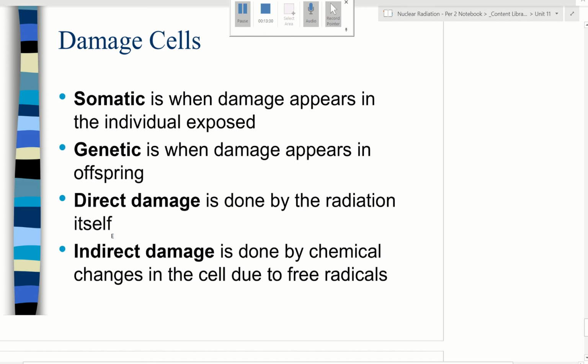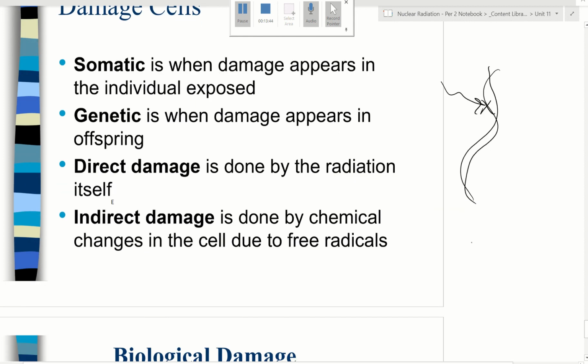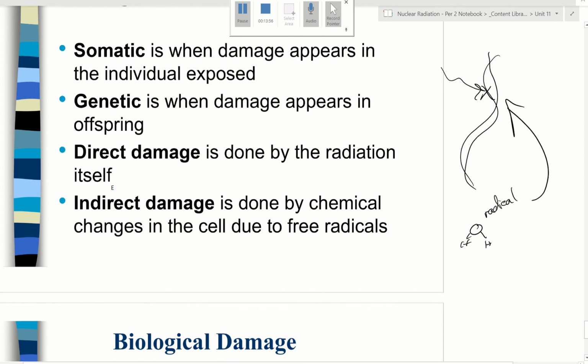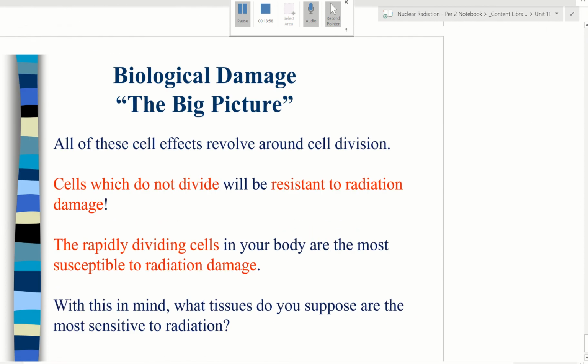Direct damage is the damage done by the radiation directly. So we said you had your DNA strand, and the radiation comes in and breaks the strand. So that's direct. And then indirect damage is typically when it interacts with water and causes this to become some sort of radical. And that radical then has a chemical reaction. So that's indirect damage.